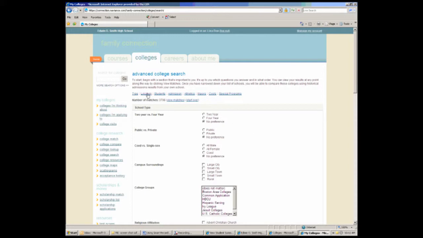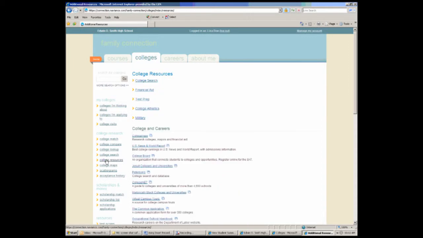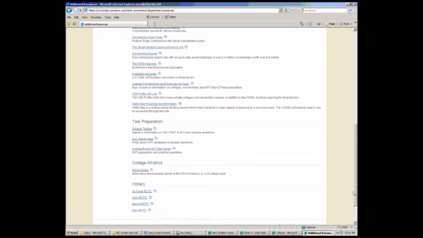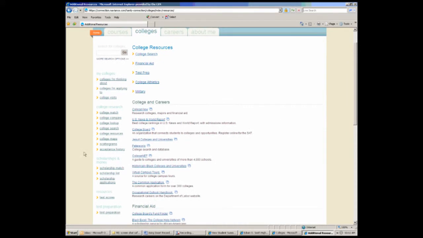You could also do a college lookup based on various categories: type, location, number of students, competitiveness in terms of admissions, particular sports offered, majors, costs, and the like. And by clicking on these various categories, then there would be suggestions offered through this program. There are other resources available here that are online resources related to financial aid, test preparation, college athletics, the NCAA, etc.